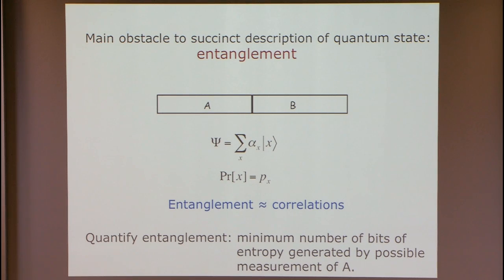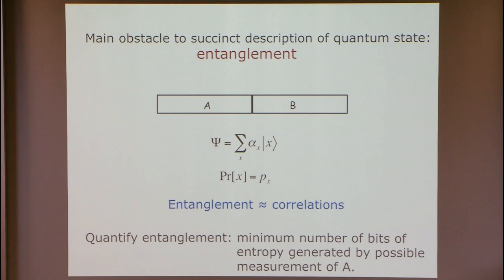So it turns out you can actually quantify the amount of entanglement between the left and the right side of the system. And the way you quantify it is by saying, if you measure this left side of the system, then the number of bits of entropy you get in the distribution, that's a measure of the entanglement between A and B.